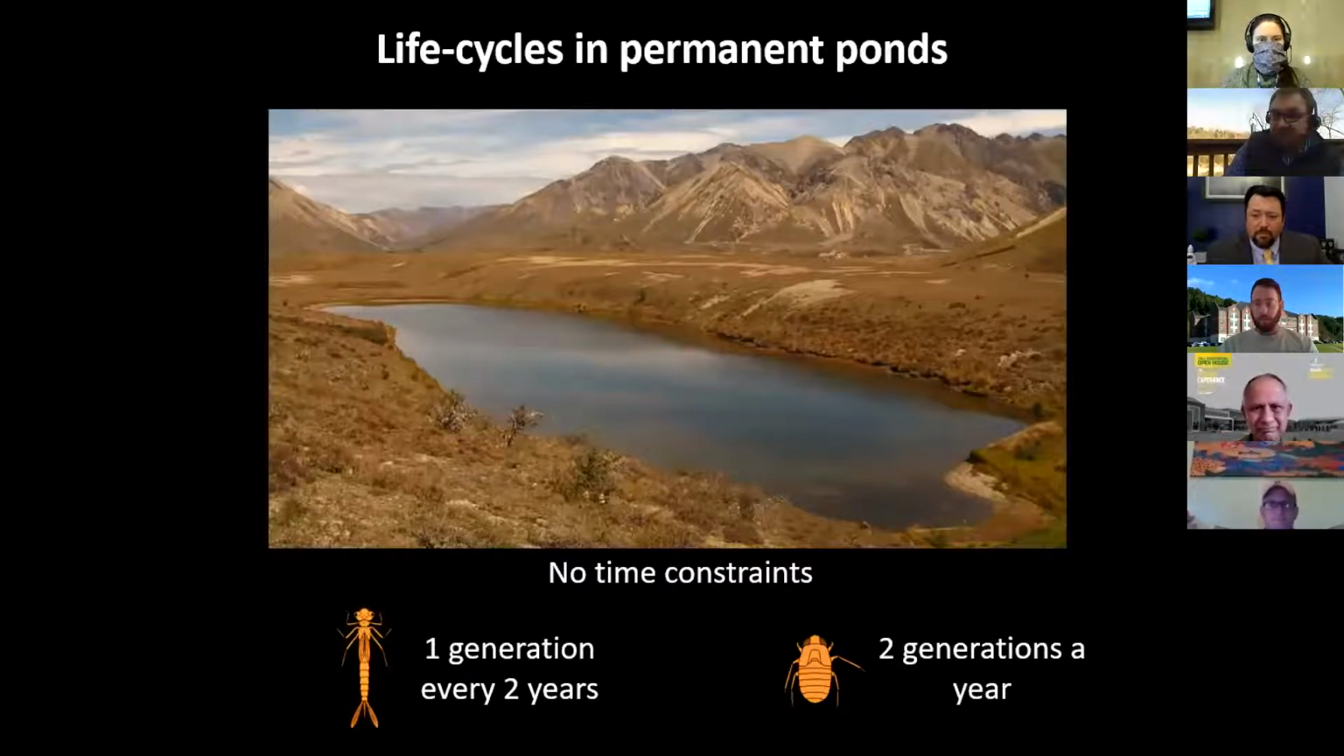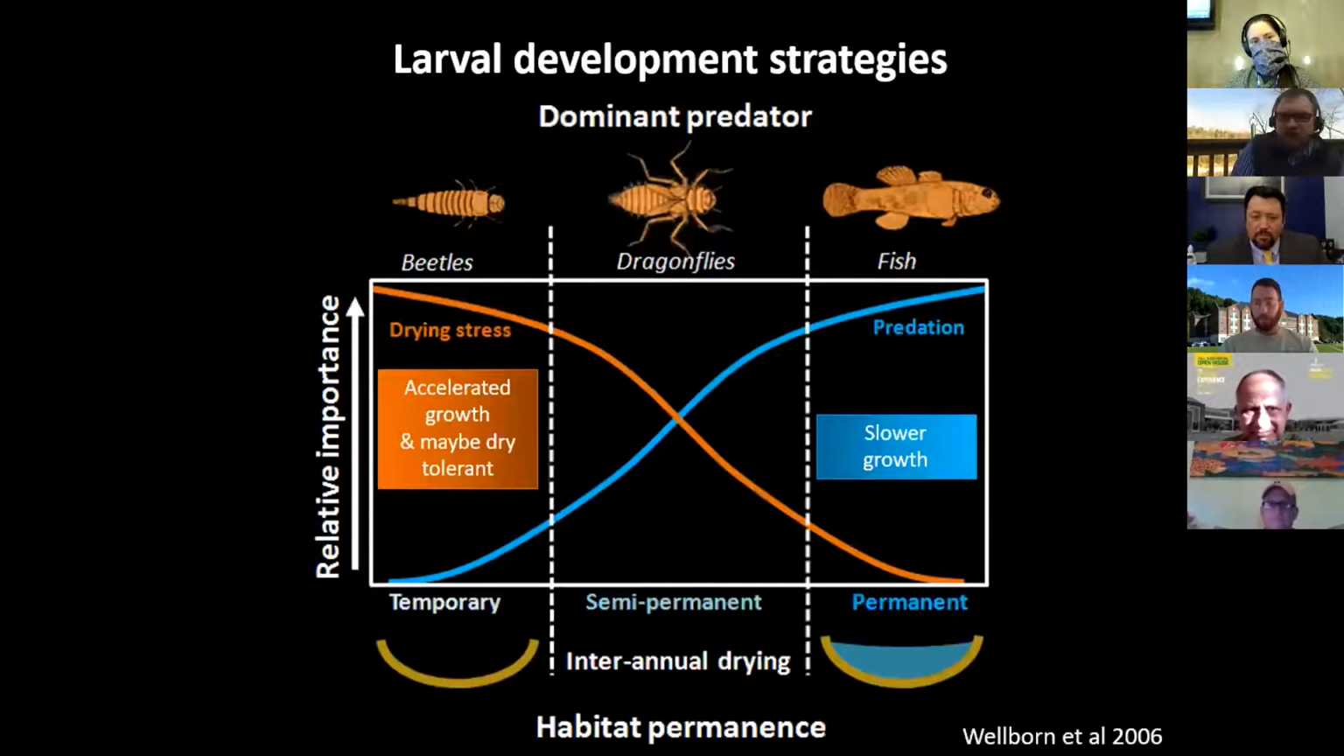Now, in permanent ponds, there were no time constraints, so these were not drying up. And the damselflies would actually take 2 years to complete 1 generation. So it's a big difference in how quickly they're growing. Versus the water boatmen, they would still crank along and could get through about 2 generations a year. And so broadly what I found, especially for the damselflies, is you see this accelerated growth in the temporary ponds, but also some evidence that they might be dry tolerant, versus in the permanent ponds, they definitely had evidence of much slower growth.